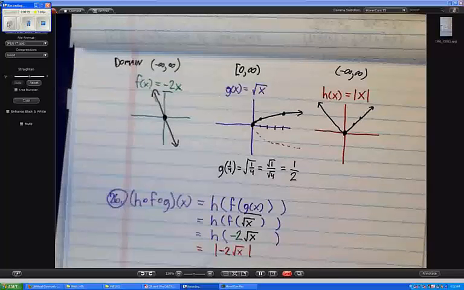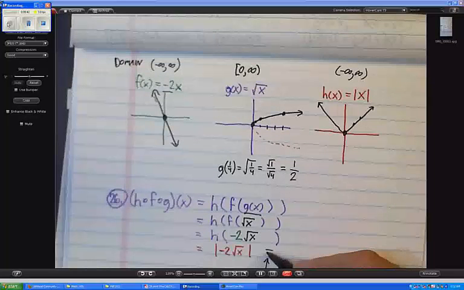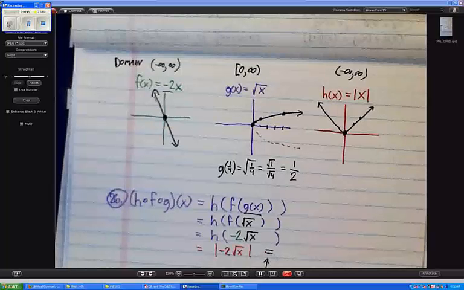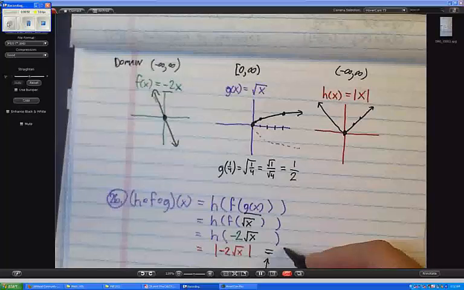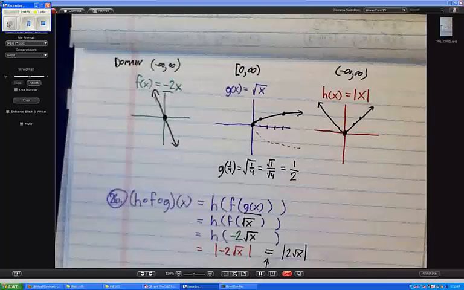Now I want to show you one more thing you can do here, which is you can simplify. And a lot of times we will. Now let's see if this makes sense to you. Do you guys think it'd be okay for me to write absolute value of 2 times the square root of x? Why? Yeah. And so what's it going to do? It's going to be positive no matter what, right? You guys follow that? As a matter of fact, I could simplify even more, I think.